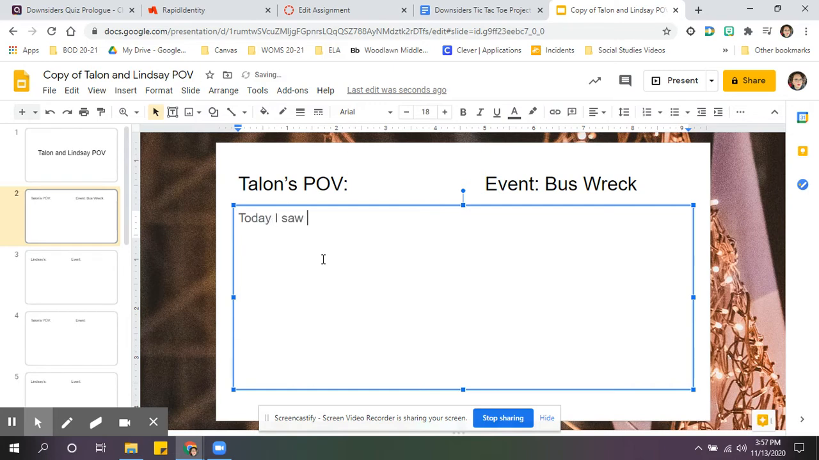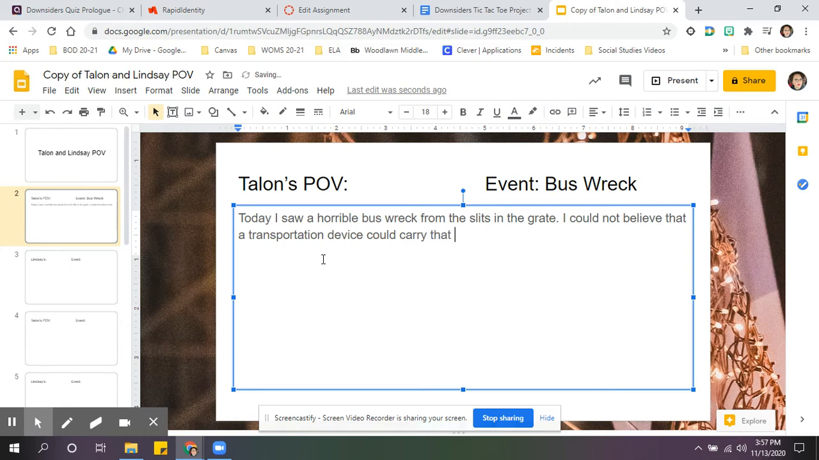Today I saw a horrible bus wreck from the slits in the grate. I did not believe that a transportation device could carry that many people. You know, what kind of things would he be thinking about and not knowing about living underground?